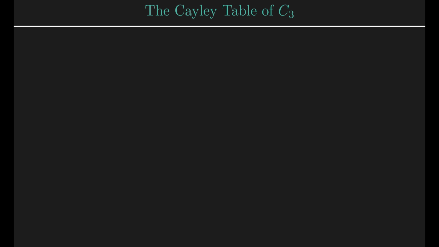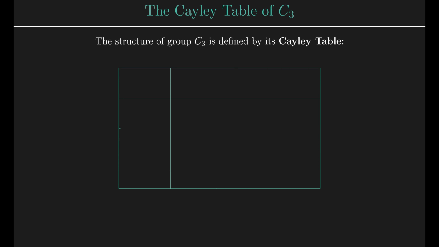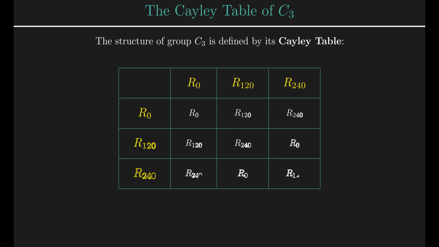We can map out every possible interaction in a grid, known as a Cayley table. Think of this as a multiplication table, but for symmetries. As we fill in the grid, we see the result of every binary operation. Notice the pattern. Every element appears exactly once in every row and every column. This table is not just a list of answers. It is the fingerprint of the group, completely characterizing the algebraic structure of the group.